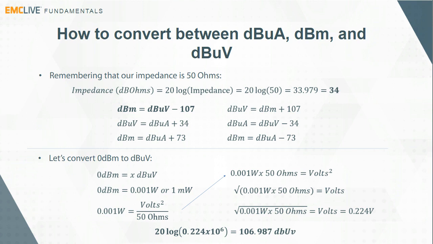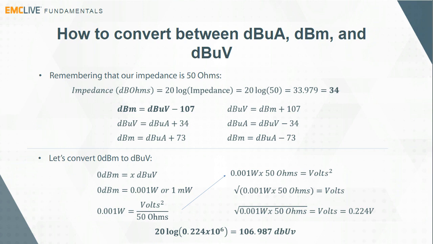dB microvolts is dB microamps plus 34. That's Ohm's law, right? V equals IR. So our current times impedance, and remember that adding in dB is the same as multiplying in linear. Our impedance is 34. We're going to add that to our dB microamps, and that's going to give us dB microvolts. Same thing with current. dB microamps is dB microvolts minus 34. It's just a division at that point, right?